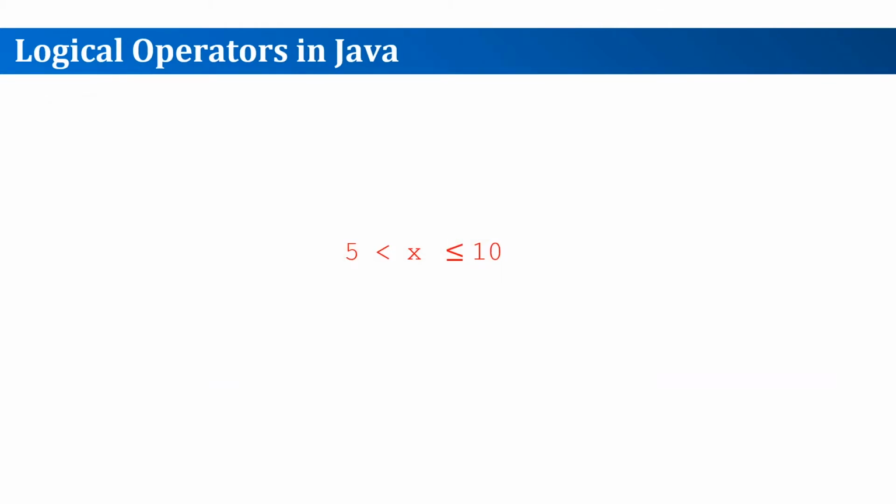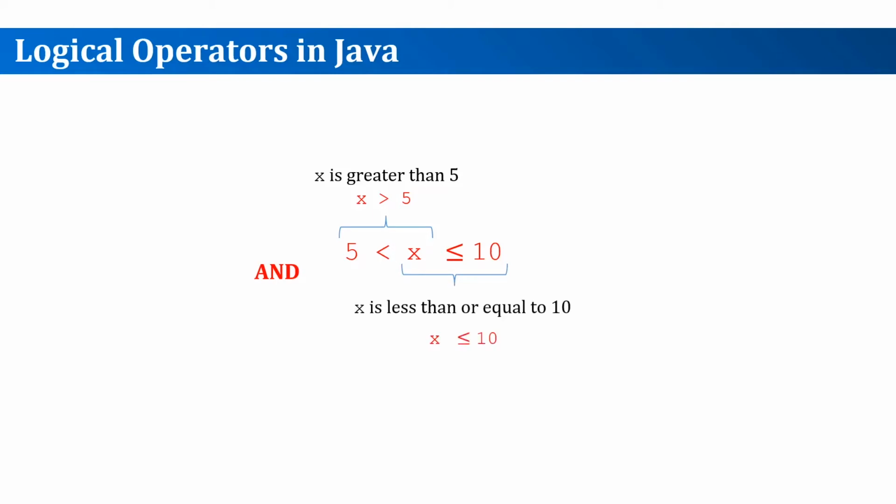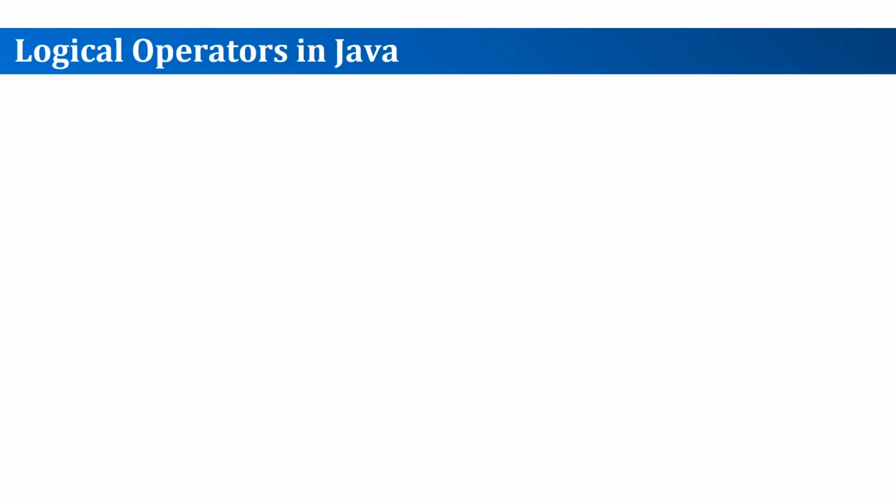Let's think of how we read this expression in a high-level language. We say x is greater than 5 and x is less than or equal to 10. We know how to express both of these expressions except for the AND part. So how do we tell Java AND? Well, Java has a way to do that.